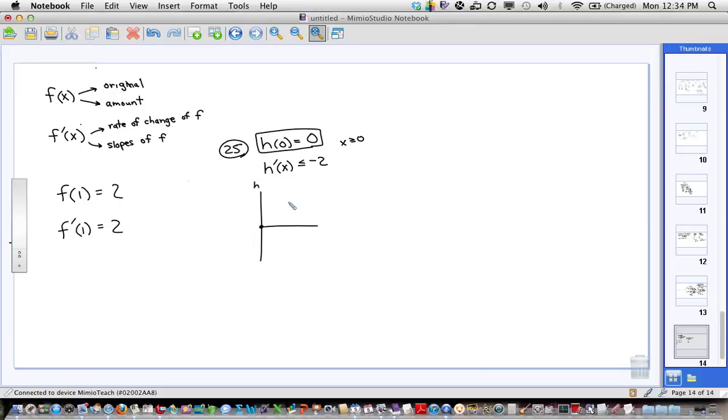What are some slopes that would be less than or equal to negative 2? Negative 2, negative 3, negative 4. This is what we're talking about, right? Now, here's where it gets a little tricky. Negative 2, negative 3, negative 4, negative 5. Those are slopes that are less than or equal to negative 2.